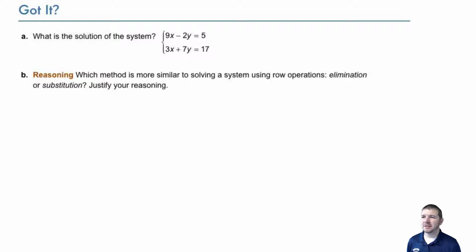Your turn, part A. What is the solution of the system 9x minus 2y equals 5 and 3x plus 7y equals 17? And part B, a reasoning item. Which method is more similar to solving a system using row operations? Is it elimination or substitution? Justify your reasoning.